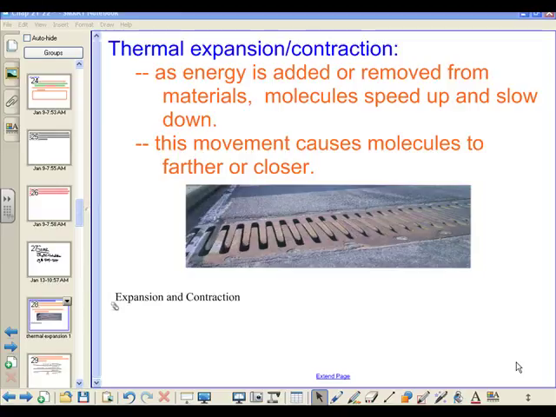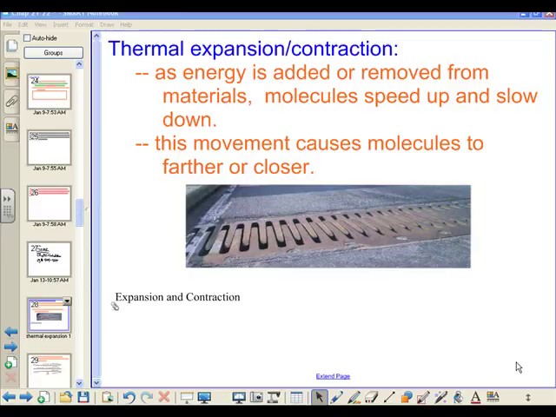So thermal expansion and contraction. We've talked about this a little bit. Remember, all things vibrate. All things are moving. Even solids are vibrating around. Let's take a solid. Think of all the little atoms on little springs. As they're vibrating, do they get a certain distance apart from each other?